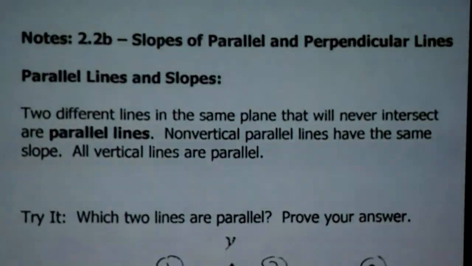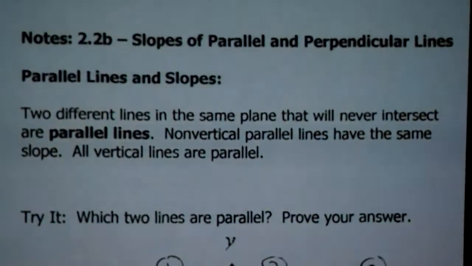So, starting off with parallel lines and slopes, we've kind of already learned a little bit about this. Two different lines in the same plane, so coordinate plane, that will never intersect are parallel lines, so they will never ever cross. Non-vertical parallel lines have the same slope, and all vertical lines are also parallel. So if you see two horizontal lines, those are considered parallel. Two straight up lines, vertical lines, are also considered parallel.